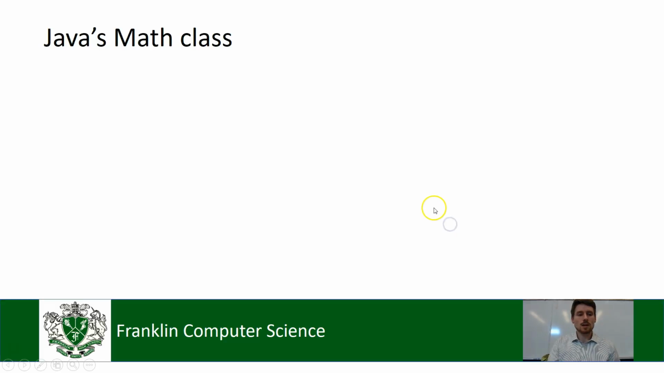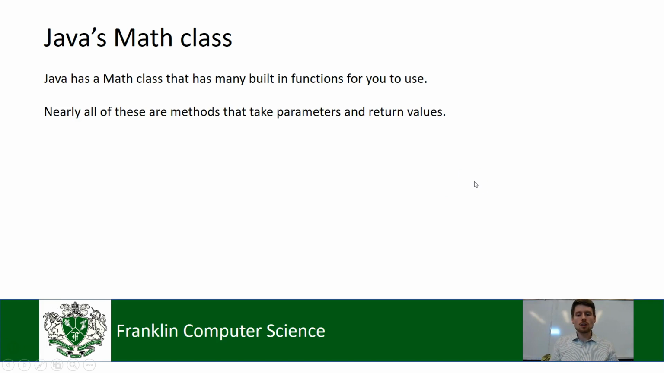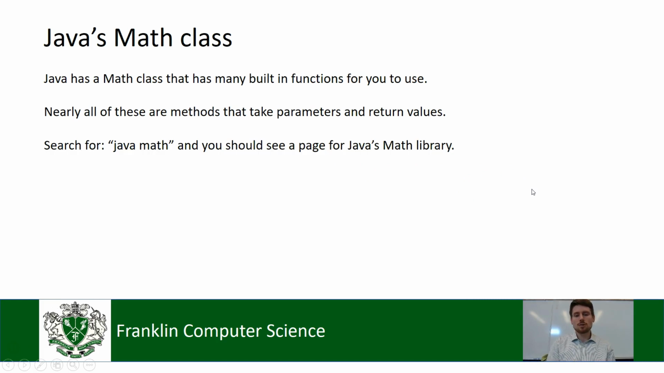All right, so let's talk about Java's math class first. It's got all these built-in functions for you to use. Almost all of these methods need to take parameters, so you need to give them information, and then they're going to return values back at you. So for example, math.squareRoot needs to take a positive number or 0, and it's going to spit back a double at you. And we're going to look at the documentation in a little bit.